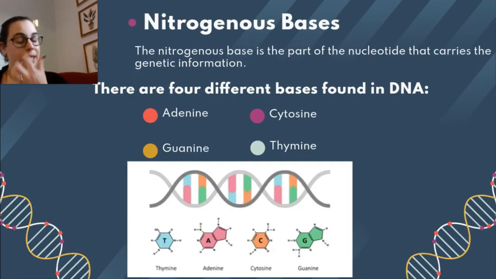Our nitrogenous base is super important because that is where the code is held. We have 4 different bases: adenine, guanine, cytosine, and thymine. Those 4 bases are in different orders for every single organism. So the differences between us and our frogs is because of these nitrogenous bases. These are super important because this is where that code exists between our adenine, thymine, cytosine, and guanine.